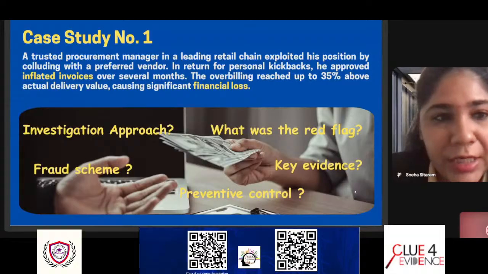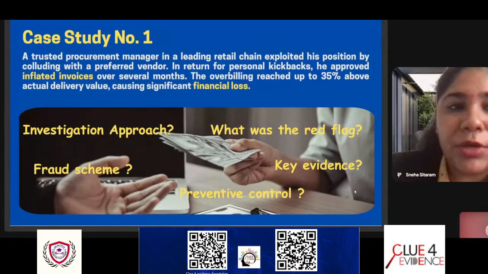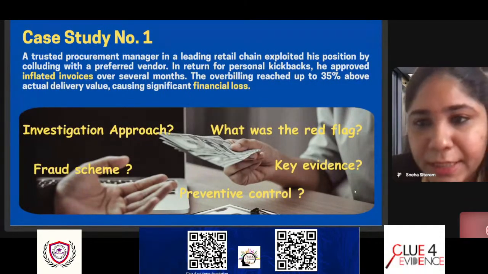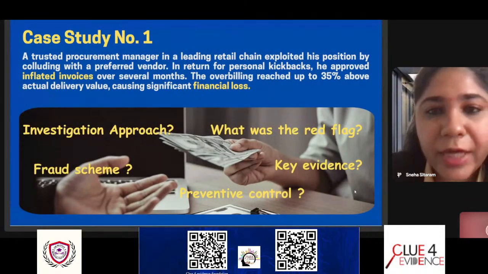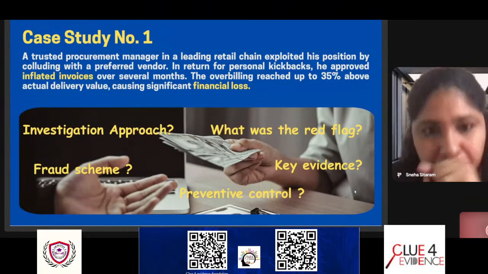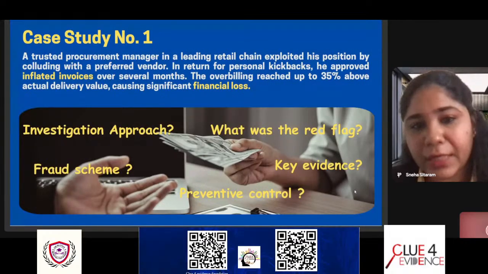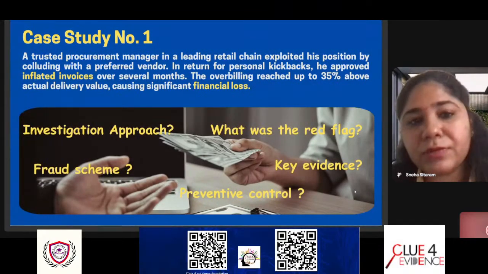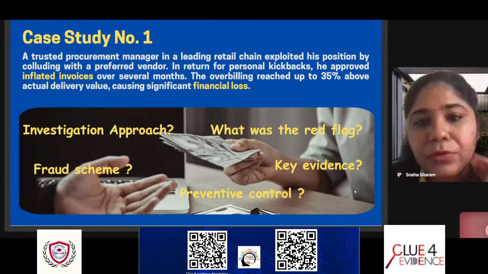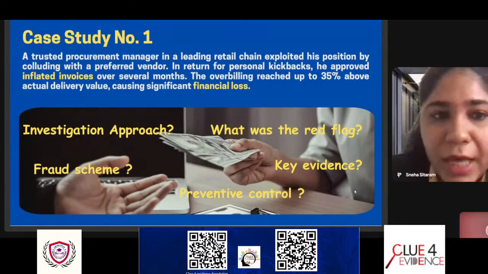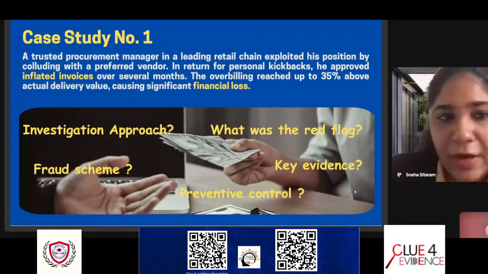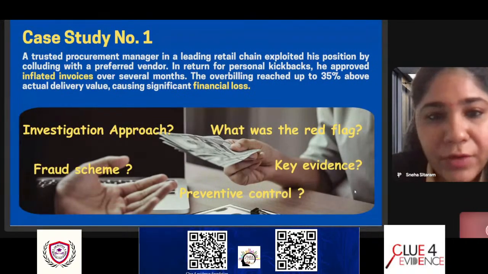So it's a kind of a retail thing, where he has colluded with a favored vendor, in return for personal kickbacks. So he approved inflated invoices over several months. Several months is not specifically given here, but it is within a year is what we can take it. The overbilling reached up to some 35% above the actual delivery value, and that's the red flag, a deviation they have noticed, which is causing the financial loss.